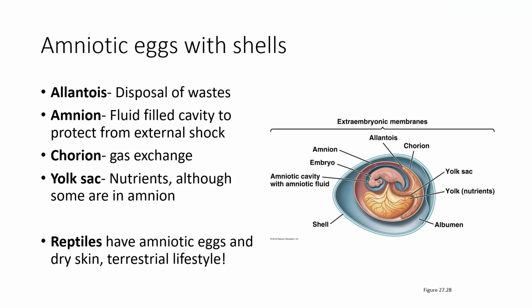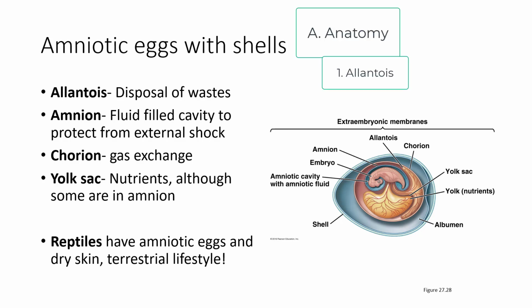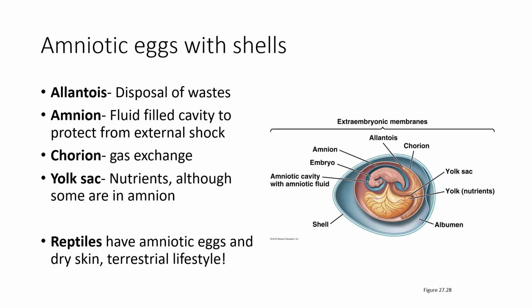It is a self-sustaining system. You have different parts of it, and let's take a look at its anatomy. The allantoid is the part of the amniotic egg that allows the disposal of wastes. This means that wastes do not need to go from the developing embryo out into the environment, but can stay within the shell. The amnion is a fluid-filled cavity, and that protects from external shock. So although you can crack an egg when you drop it, the amnion will help prevent any other shocks.